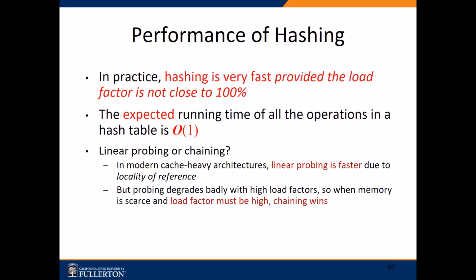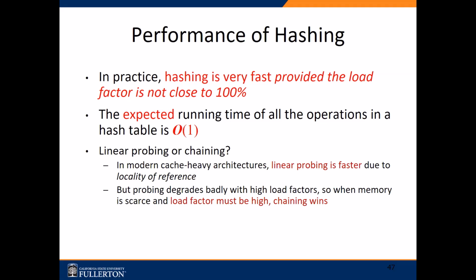When the hash table is not very full, the average running time of all the operations is only O(1). But to get this fast performance, hash table implementations typically keep the load factor less than 0.5 for linear probing and less than 0.9 for chaining. You might also wonder which approach is better, linear probing or chaining. There is not one answer.